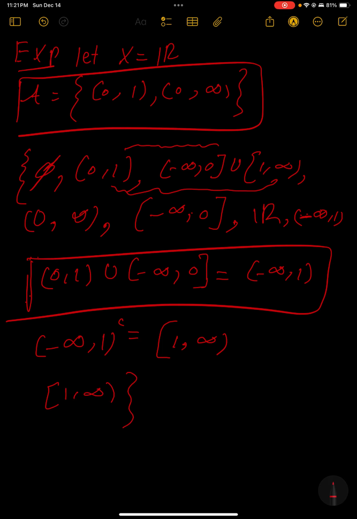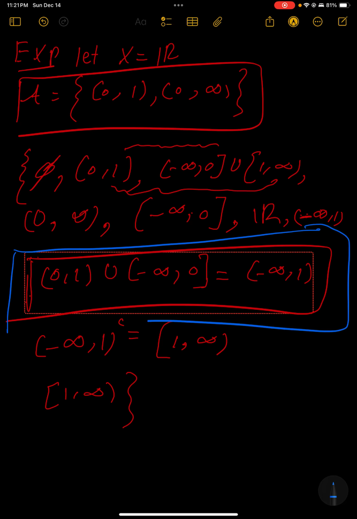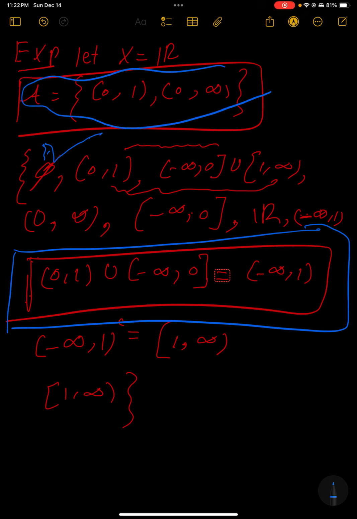Okay, so this means that this whole set, that's just for your understanding, is the smallest sigma algebra that contains the set A, which we constructed this way. So phi is there, 0 to 1 is there, and then the complement is there, and then we also include 0 to infinity, its complement is there, and then the unions and everything. So that is a sigma algebra, and it is the smallest sigma algebra that contains the set A. We saw that.